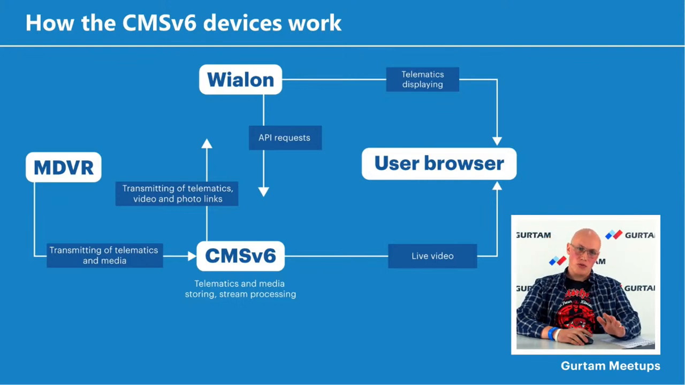What are the benefits of CMSv6 integration? First of all, no need to integrate each and every MDVR separately. Integration of video devices usually takes much longer than an ordinary AVL tracker. With CMSv6, you don't have to wait. If an MDVR can work with CMSv6, it means that the device can work with Wialon also.